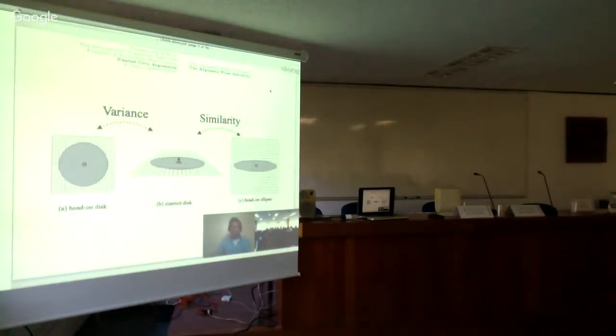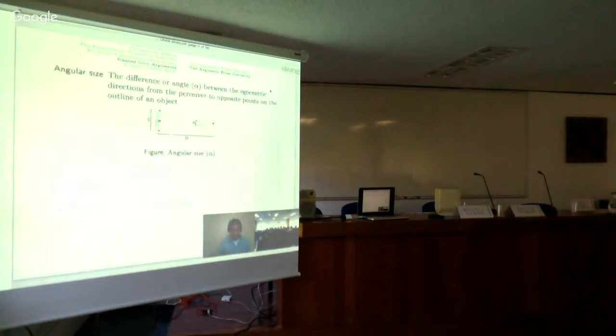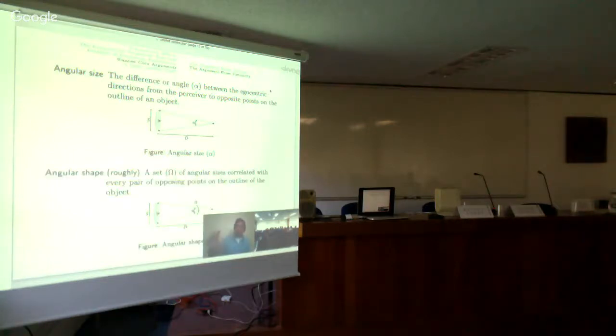Now it's well known that we represent egocentric direction, so it's an established part of perceptual psychology. It's even thought that we represent visual angle or angular size. So roughly, the visual angle or angular size of an object is the angle between two directions, namely the direction from one point on the object to the opposite point. So this is a relation among egocentric directions. It might even be that we represent angular shape. Angular shape is just the set of all angular sizes for every pair of opposing points on an object.